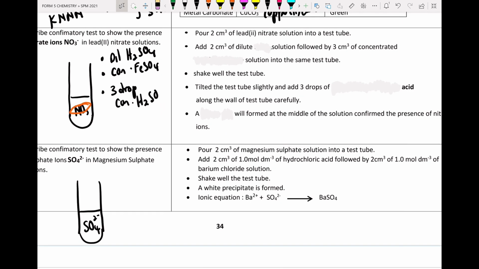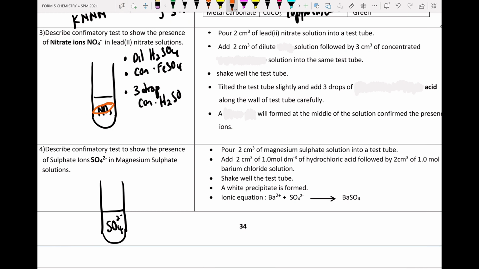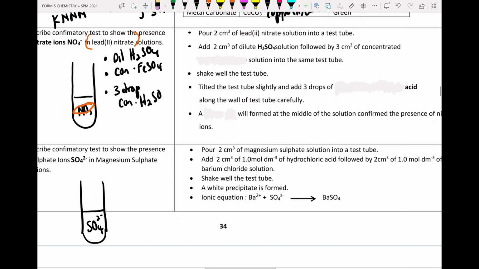So how to answer? Pour 2 cm³ of lead(II) nitrate solution into a test tube. Here I give the example lead(II) nitrate. Add 2 cm³ of dilute sulfuric acid, please write in word form, followed by 3 cm³ of concentrated iron(II) sulfate solution into the same test tube.